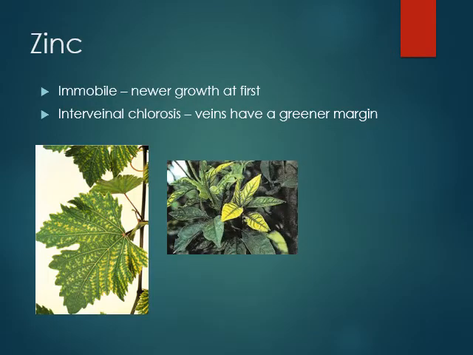Zinc is immobile, so it shows at newer growth first. This one looks a bit unusual. I think it looks quite a bit different from iron in that the veins are much more visible. That's how I distinguish zinc from iron. But the other reason you might want to distinguish zinc from iron is because zinc deficiencies are rare. The chances of you seeing one are slim.